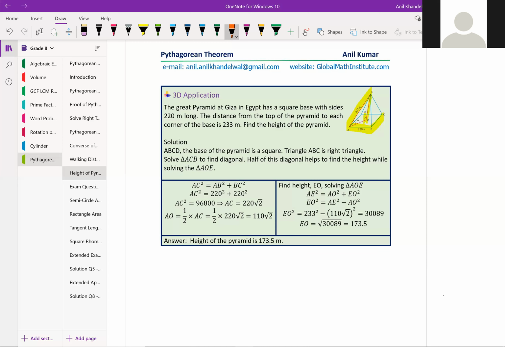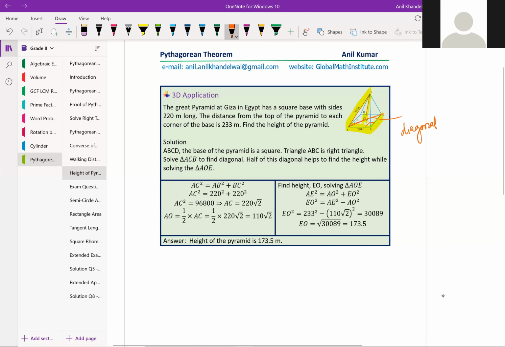So we know from A to E, that's 233. Yes. And then we know A to B is 220. So that also means that A to O, which is our bottom leg, would also be the same value. And input that into our formula, and then we should get our height. Okay, so what we actually do is, this is a square, and square also has a right angle, correct? So we'll find the diagonal of the square, the whole length. So that is the diagonal. Is that okay? Half of the diagonal is A to O, okay?